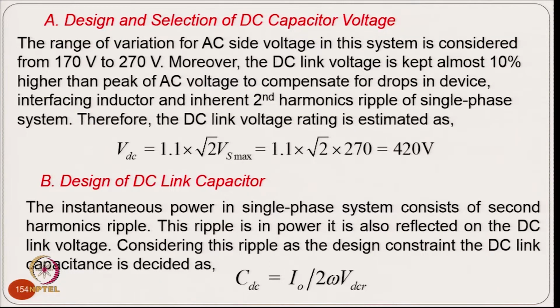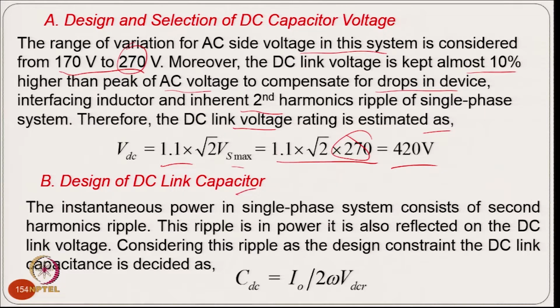And coming to the design and selection of DC capacitor voltage. The range of variation of AC side voltage for this system is considered from 170 to 270, and the DC link voltage is almost 10% higher than the AC voltage to compensate for the drop across devices, the interfacing inductor, and second harmonic ripple in a single phase system. Therefore, the DC link voltage is selected as 1.1 into root 2 times the RMS voltage. So, after putting the value, 1.1 root 2 into 270, that is the maximum voltage given here, it comes to 420 volt.